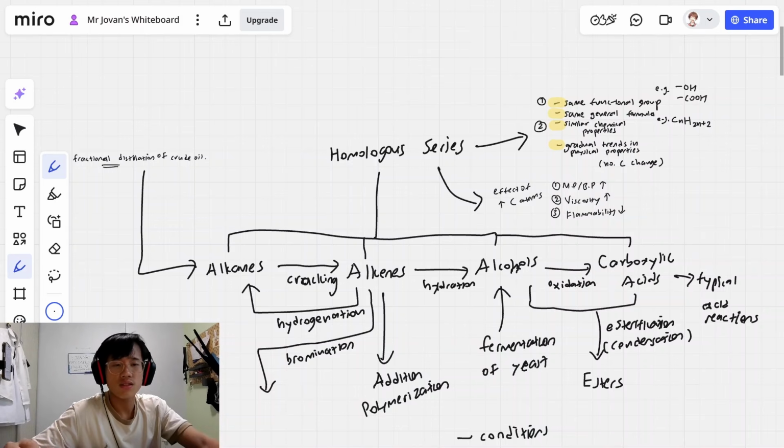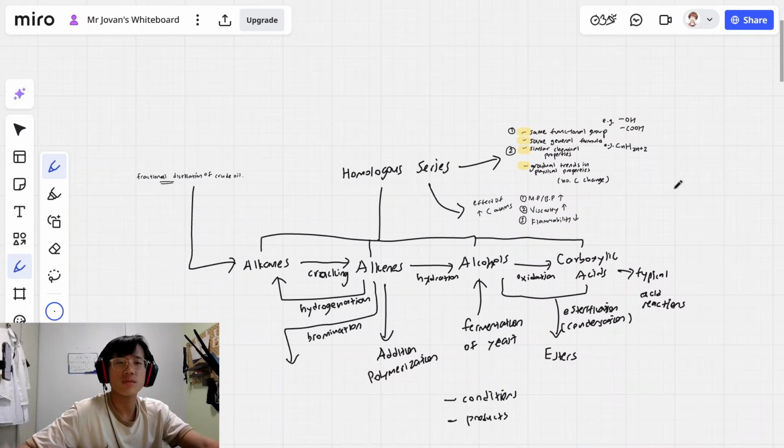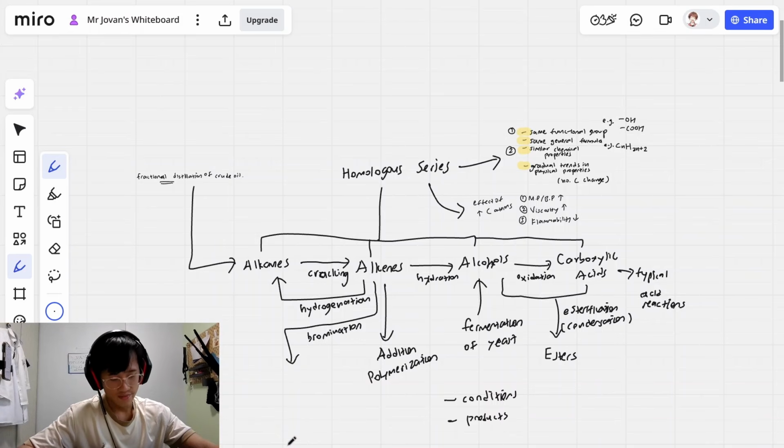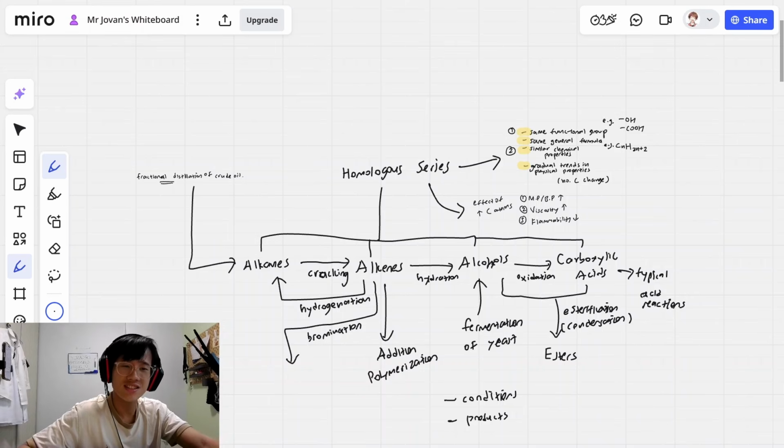So take a look at this mind map. You can draw it down if you want, but you can draw it much more neatly than me. The individual breakdown for all the chapters, I think you should have already written it down by now. You can also go and refer to the previous part of the videos and make your notes. So that's about it for organic chemistry. Congratulations!